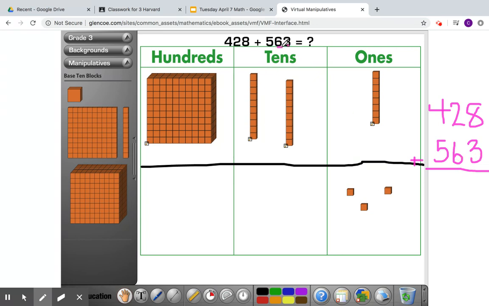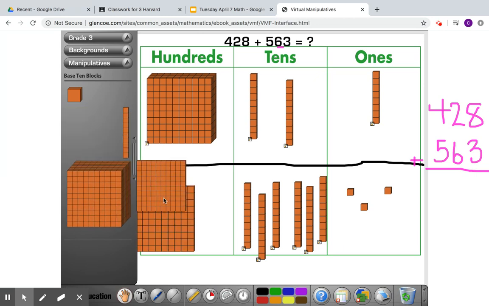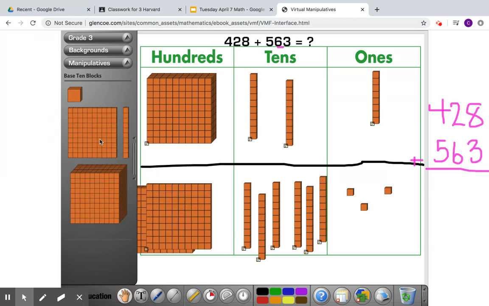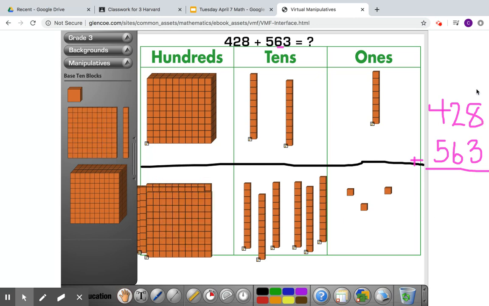So there's 6 10s in 563. So 1, 2, 3, 4, 5, 6. And now I need to add 500. So 1, 2, 3, 4, 5. Okay. So now I need to start with my ones and add 8 ones plus 3 ones.